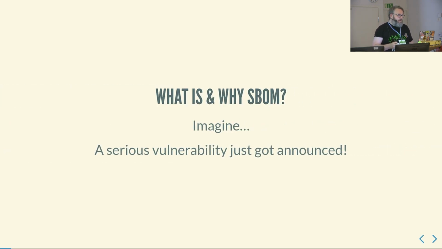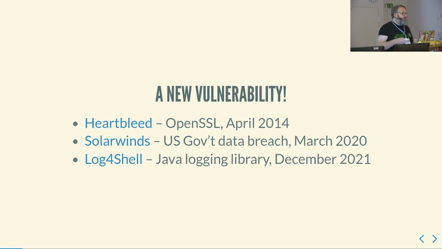software bill of materials. So I'd like you to imagine for a moment that you're at work and then somebody comes and whispers to you that there is an absolutely serious security vulnerability that has been announced. To give you an idea of what this could be in real life, we have some existing historic actual vulnerabilities like Heartbleed and SolarWinds, which was a data breach, and Log4Shell, which I hope all of you have heard about. So that's OpenSSL, which is used everywhere. A Java logging library, which turned out to be used everywhere, and a major data breach that got the Americans really scared a while back.